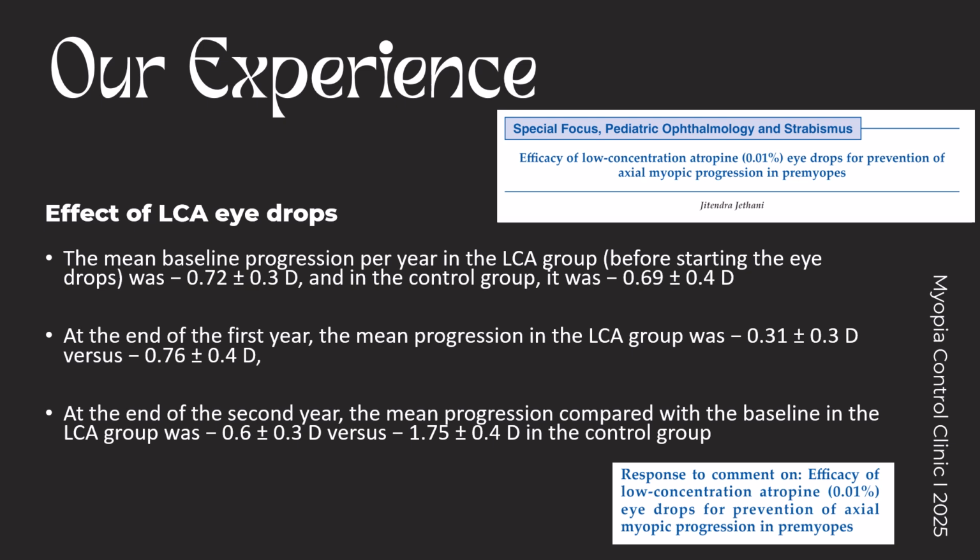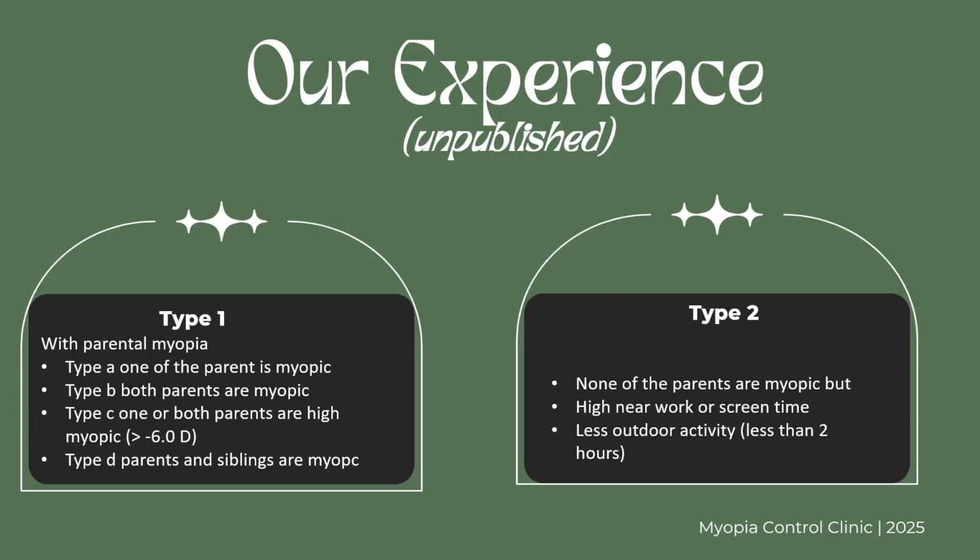At the end of second year, the mean progression compared with baseline was minus 0.6 diopters versus 1.75 diopters in the control group. So there was a huge difference. By the end of 2 years, the mean myopic progression was almost double the difference between low concentration atropine and the patients who were not putting it. Yes, there were patients who, despite putting low concentration atropine, did increase. I think we did not take them in this particular study.